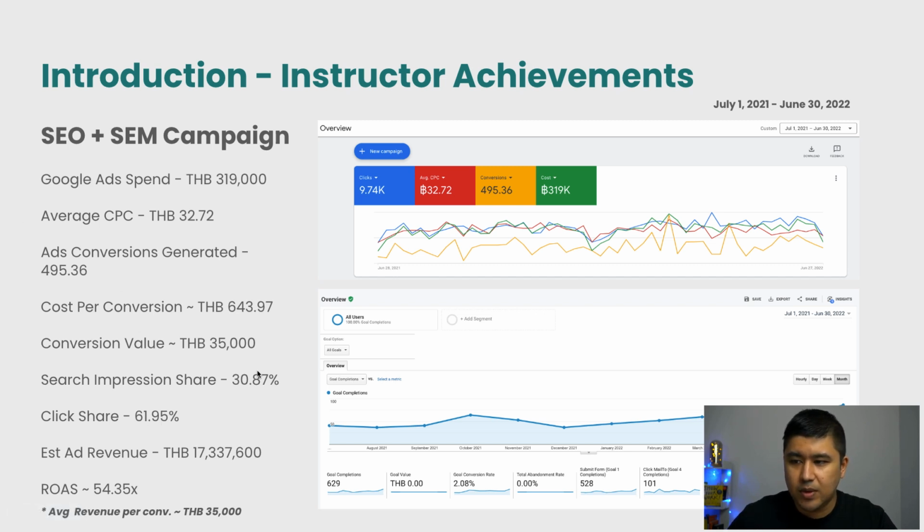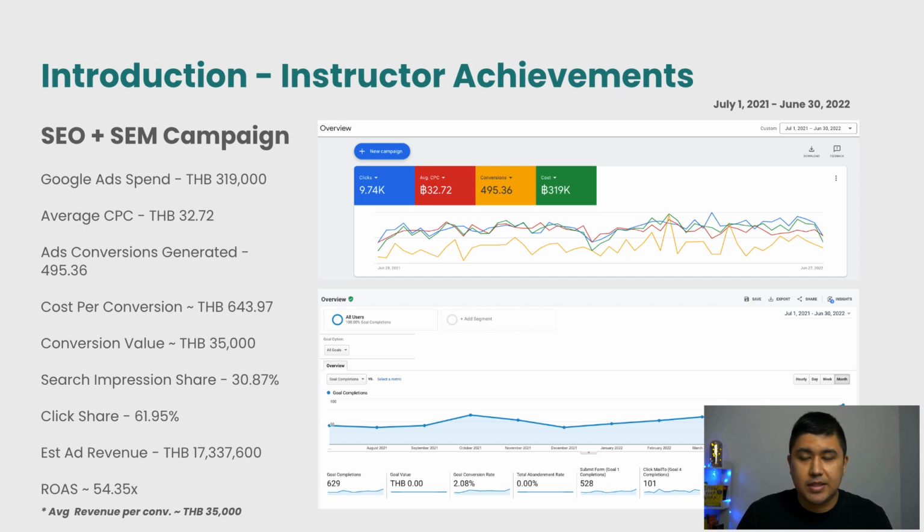Looking at the conversion value, which is an estimate, times the number of conversions, we got around 18 million baht, which is around $500,000 in Asia. That's a lot of money. It's more than enough to sustain a company. So the overall return on ad spend was around 55 times, right? So again, how did it work? Most probably because we were implementing both SEO and Google Ads at the same time.